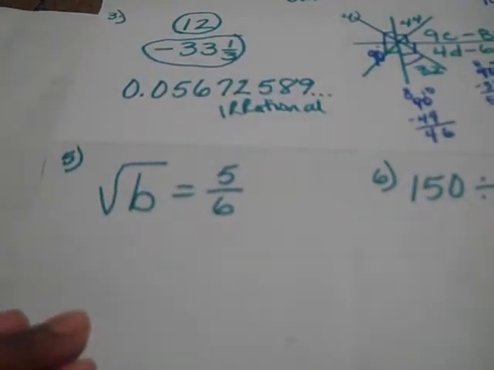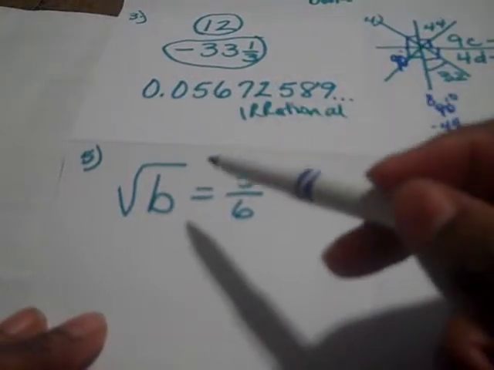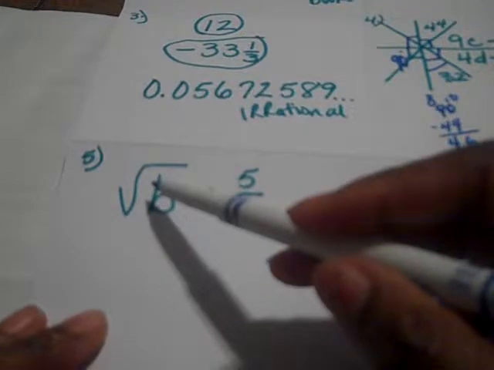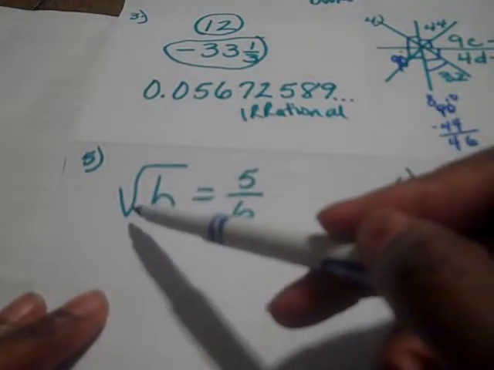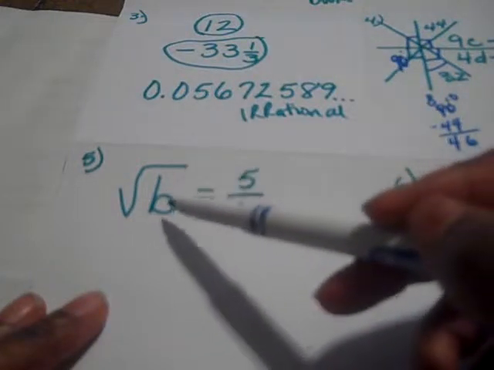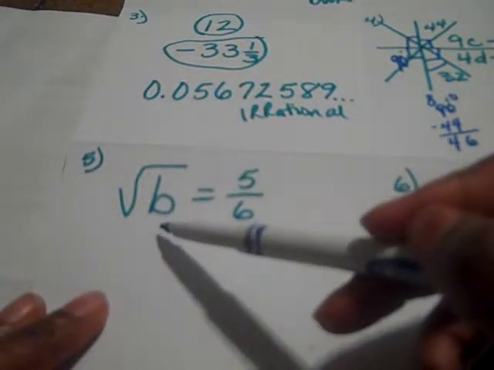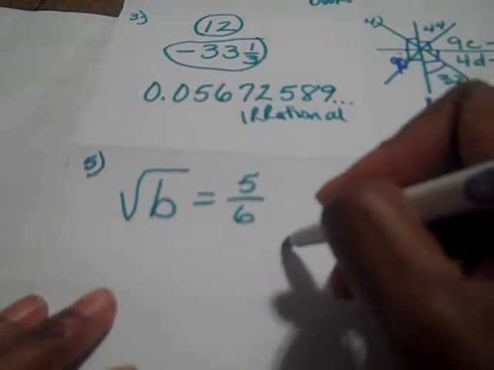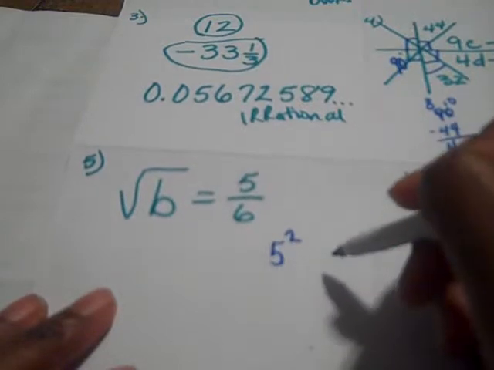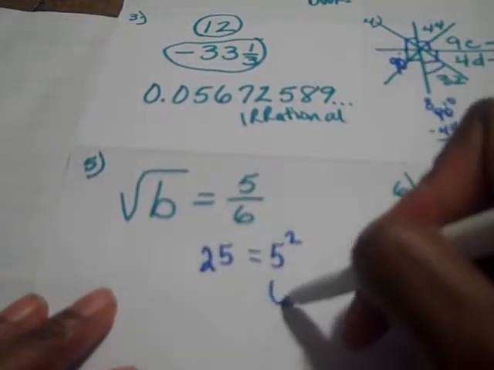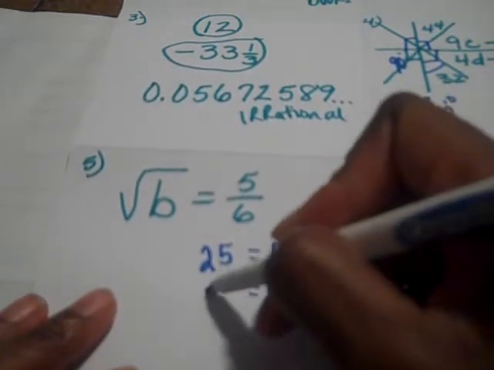Moving on to question number 5. In question number 5, you have the answer and you have to work backwards to find your question. So we want to know what number we're taking the square root of to get 5, and what number we're taking the square root of to get 6. Well, that would mean that I would have to take my answer and square it. Well, 5 squared equals 25, and 6 squared equals 36.